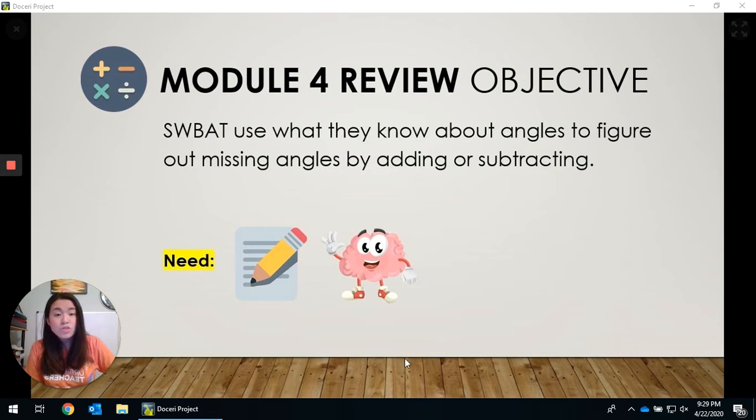Okay, so our objective for this video is that scholars will be able to use what they already know about angles to figure out missing angles by adding or subtracting. So there's three key things in here. We already know about angles, we already know about the different types, we know how to add, and we know how to subtract. So we're going to use all of those things together to help us find some mystery angles. I think you'll really like the lesson once you learn some key information.